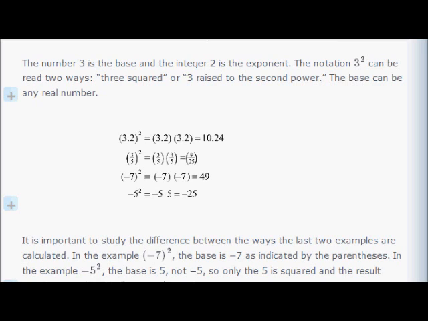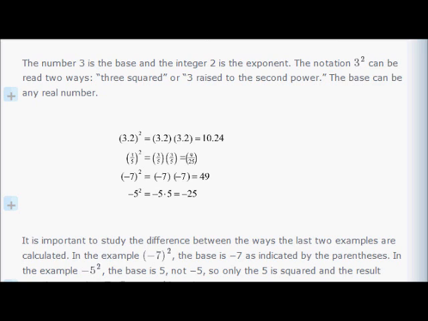Here, let's be a little bit careful now when we bring in negative numbers. Here you'll see that there are parentheses around negative 7. So not only is the 7 going to be squared, but the negative sign is also going to be squared. What does that mean? You're going to have negative 7 times negative 7, and we know that a negative times a negative is positive. The negatives cancel. So 7 times 7 is 49, so we end up with positive 49.